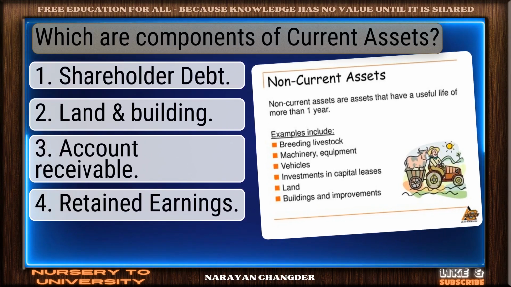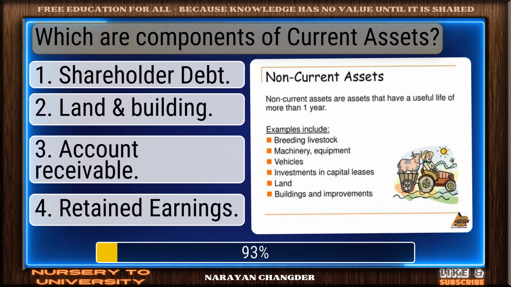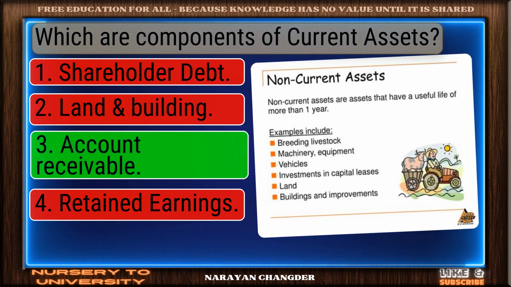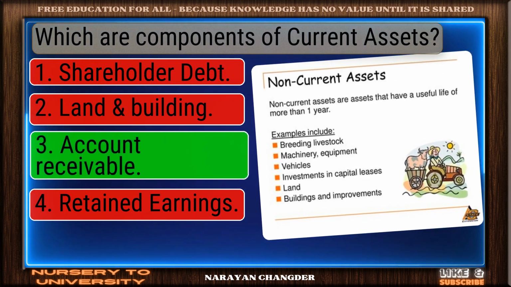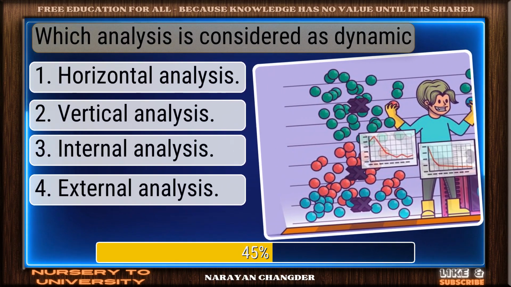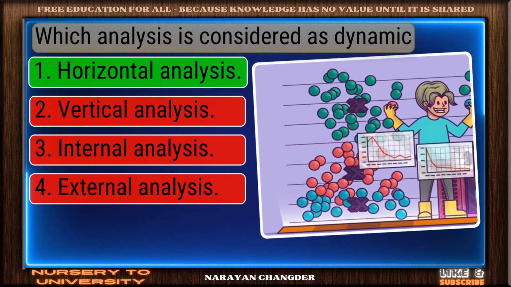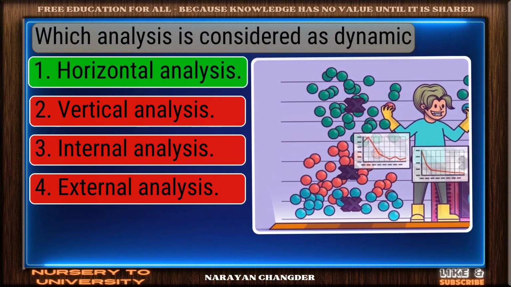Which are components of current assets? Great thinking. Account receivable is the right choice. Which analysis is considered as dynamic? Well done. Horizontal analysis is the right choice.